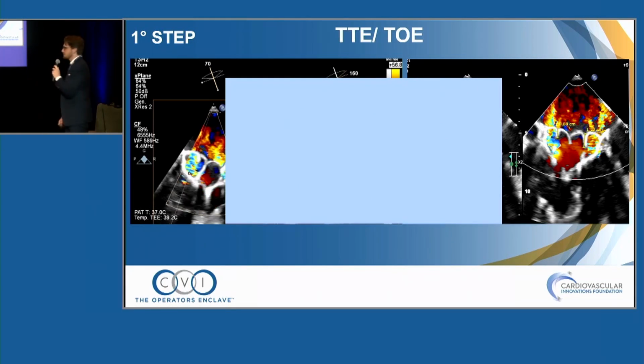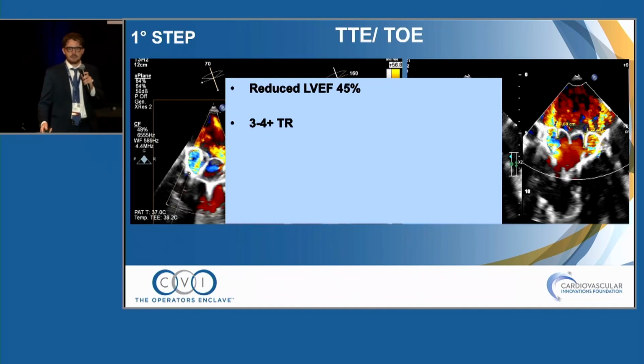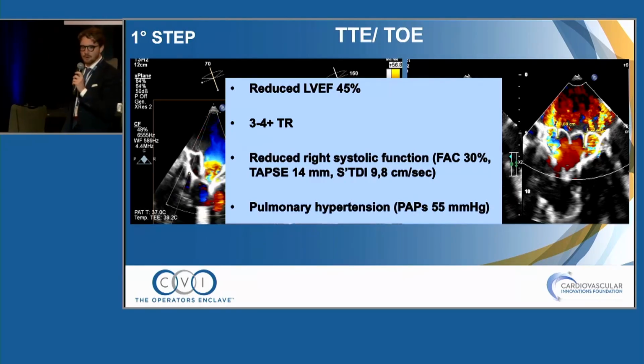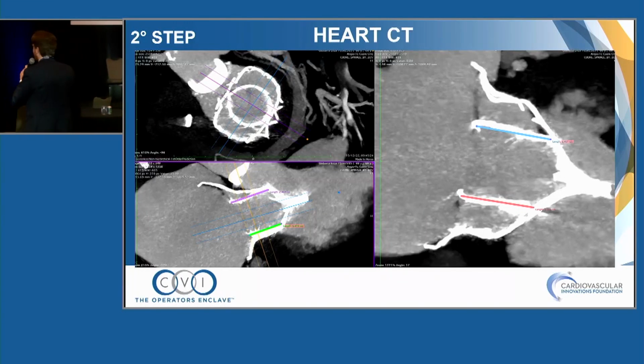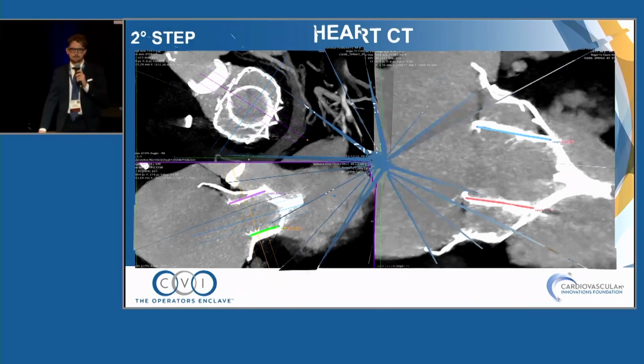So these are some numbers for you. Reduced left ventricular ejection fraction, and also reduced right systolic function with pulmonary hypertension. This is the CT that we performed in order to do preoperative planning, and also to see if the valve was in normal position and so forth.